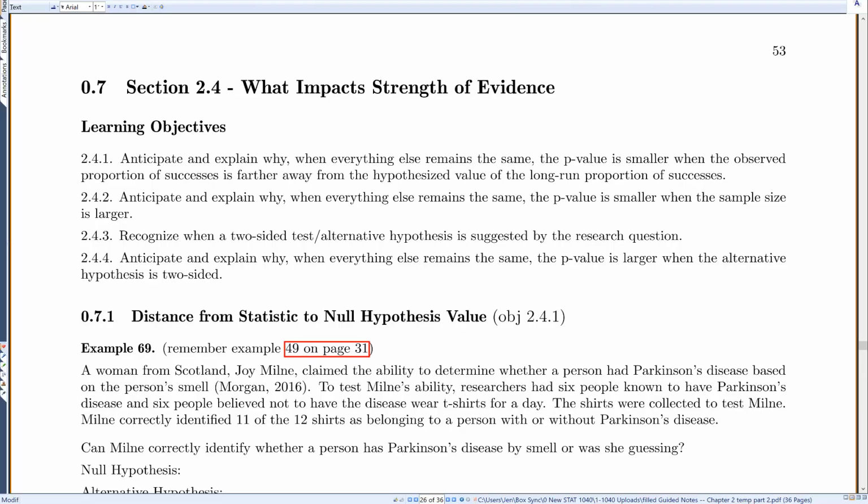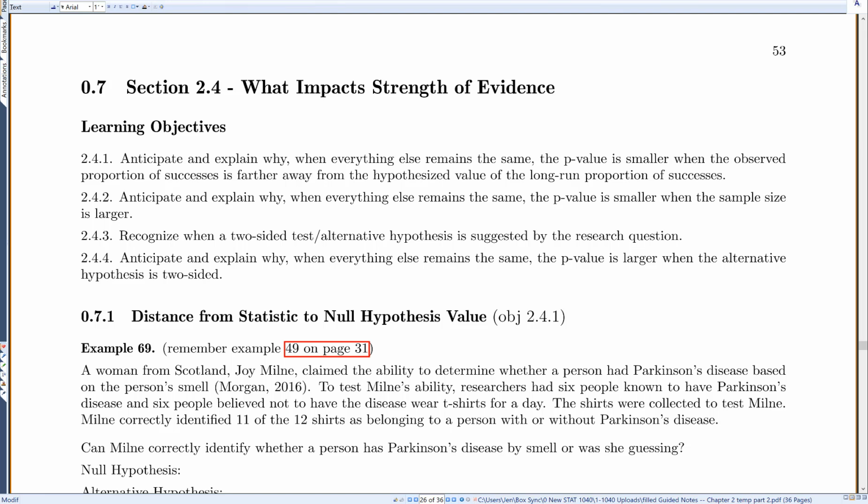This is section 2.4, what impacts strength of evidence. So we've learned how to do hypothesis tests. Today we're learning what happens if just one number changes, okay? Really, this is just to help you develop your intuition behind hypothesis tests, okay?